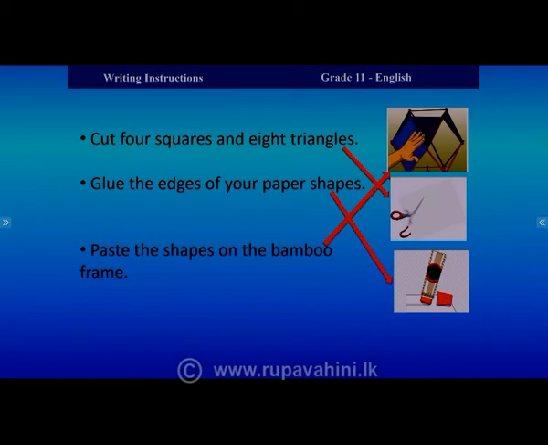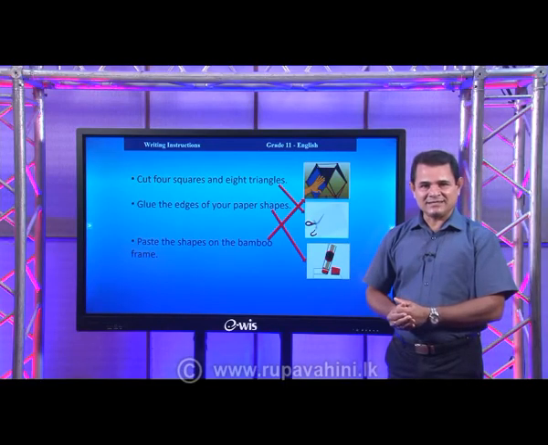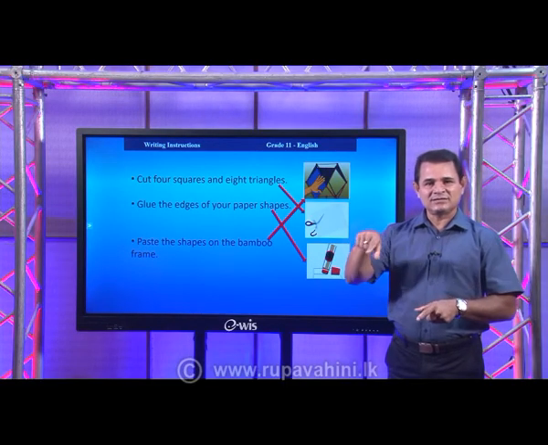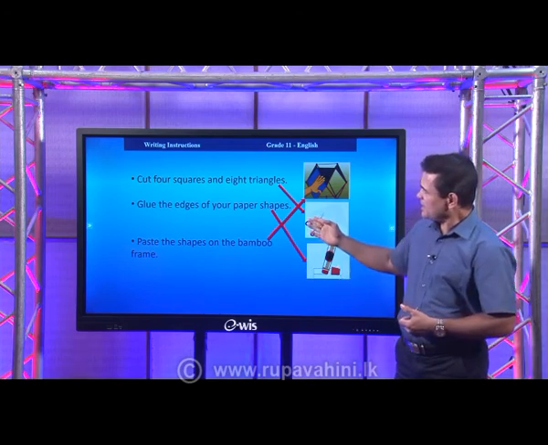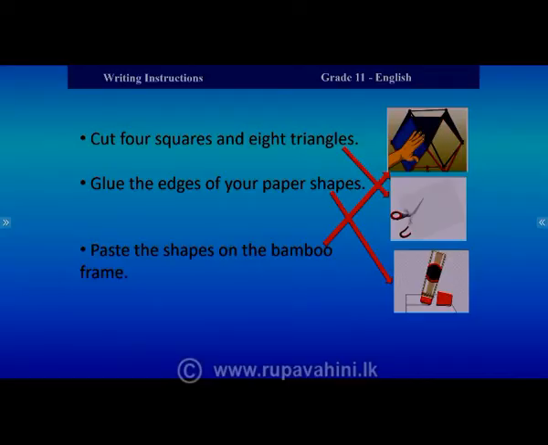Hop the first one and cut 4 squares and 8 triangles. That is, you know, when you make the structure of the Vesak lantern, you have squares as well as triangles. And next one, glue the edges of paper shapes. So what you cut, you have to glue the edges. Next, paste the shapes like this.